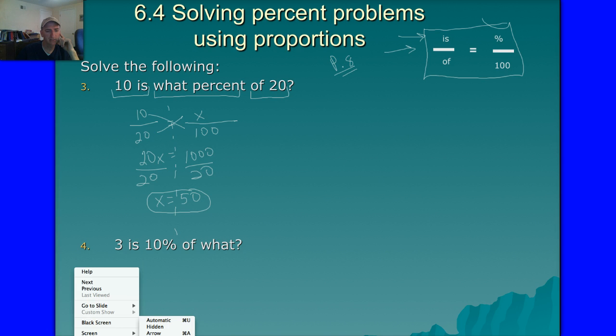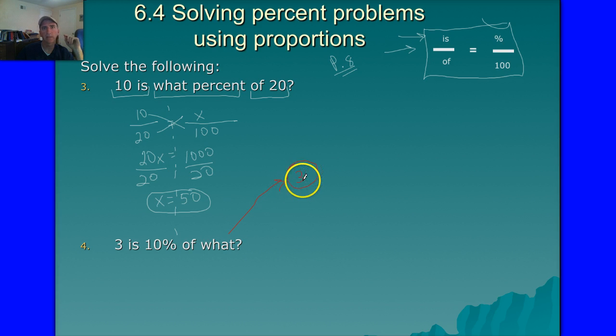And just for fun, let's change pen colors. How about red for number 3? I'll do that over here. Give me a little bit more space. Hopefully you have enough room in your paper to work this problem out. 3 is 10% of what? Well, real similar to the other question. The 3 is right up there in the is spot, so I have 3 over something, and then it says 10%, so that's 10 out of 100, and so it looks like the x is right here.